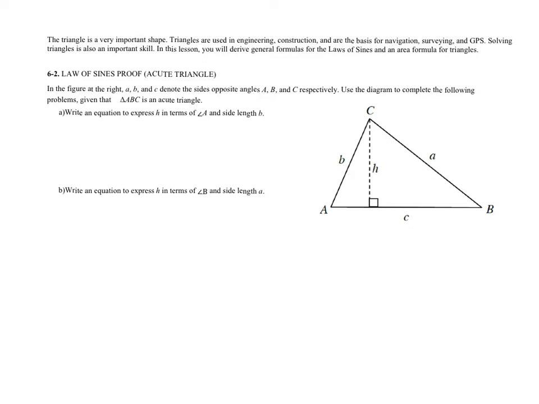Law of sines proof. In the figure at the right, A, B, C denote the sides opposite angles A, B, and C respectively. Use the diagram to complete the following problems. Given that triangle ABC is an acute triangle. Acute means that there are no angles that are 90 degrees or more. Write an equation to express H in terms of angle A and side length B.